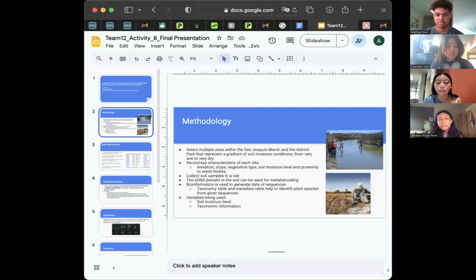And then you recorded the key characteristics of each site, such as the elevation, slope, vegetation type, soil moisture level, and proximity to the water bodies. And then you collected soil samples in a vial. And then the eDNA present in the soil can be used for metabarcoding. And the bioinformatics is used to generate data sequences. And so the taxonomy table and metadata table help to identify plant species from given sequences. And the variables that were used were the soil moisture level and taxonomic information.